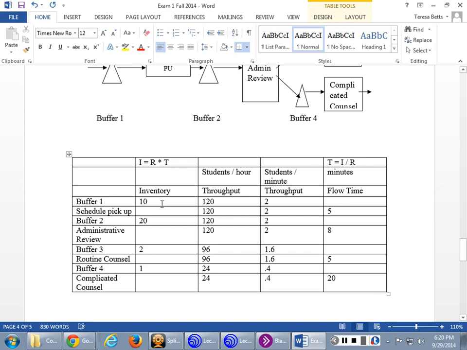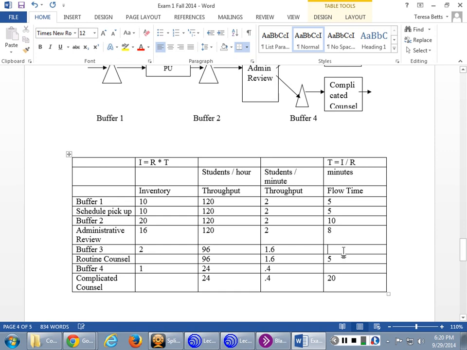So buffer 1, inventory of 10, throughput of 2 students per minute, flow time is 5. For scheduling my pickup, inventory is equal to throughput times flow time. 2 times 5 is 10. For buffer 2, I need to find the flow time. So that's going to be inventory of 20 divided by 2 students per minute. So that should be 10. For administrative review, I need to find the inventory. So that's throughput times flow time. So 2 times 8 should give me 16.